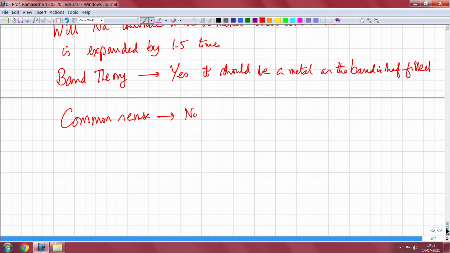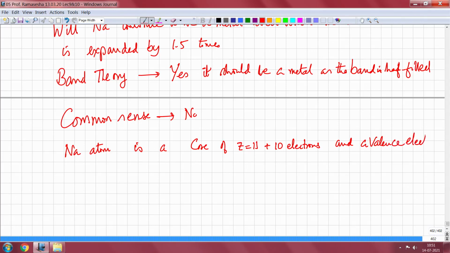When I look at the sodium atom, I can think of covalent structures. A sodium atom is a nuclear core of Z equal to 11, the atomic number, nucleus plus 10 electrons, which is that of neon, and a valence electron. So I can represent the core by just a small dot like that, and then there is an electron here, and the electron let me represent by a different color, a blue dot.